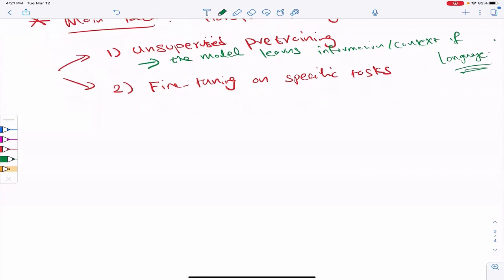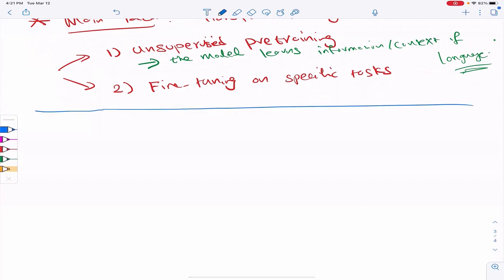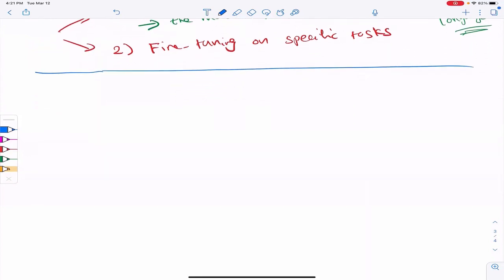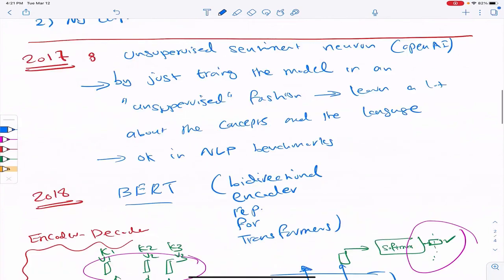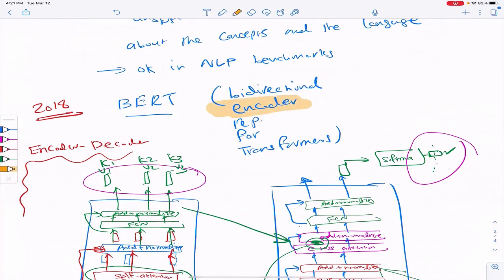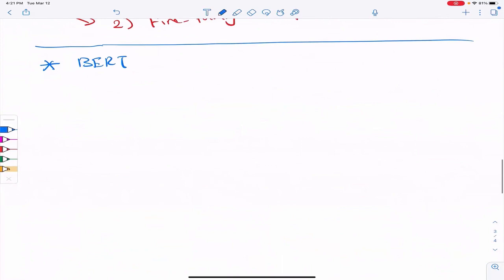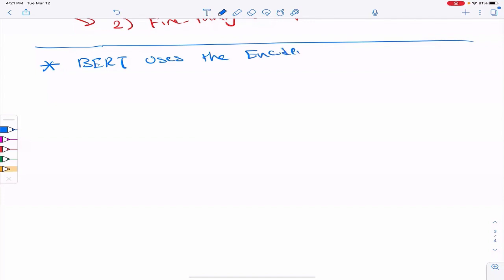All right, so let's dive into the two steps of unsupervised pre-training and fine-tuning for BERT. So BERT, which is short for bidirectional encoder representations from transformers. It uses the encoder part of transformers. So that's in the name. So the way that it works, it uses the encoder side of transformers.